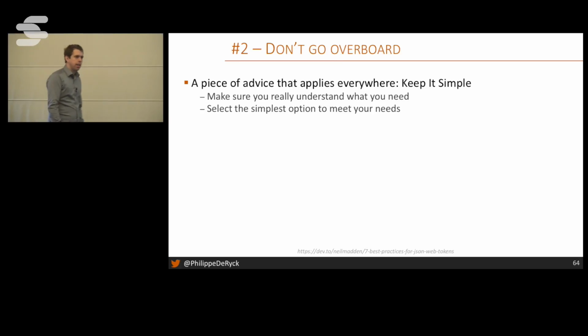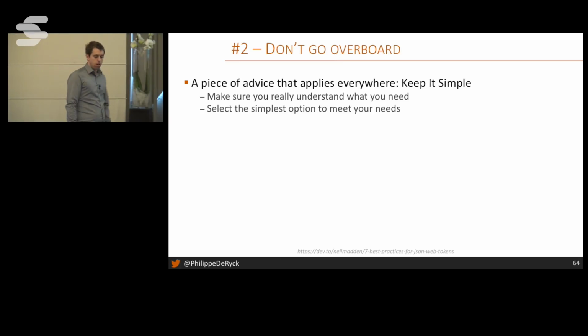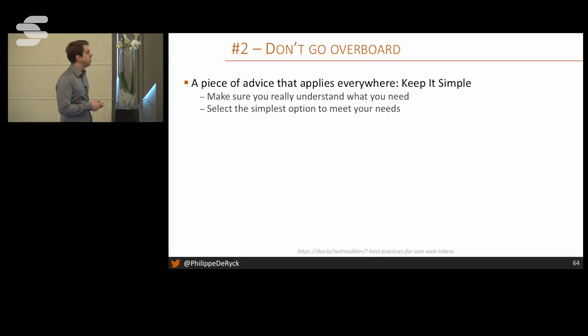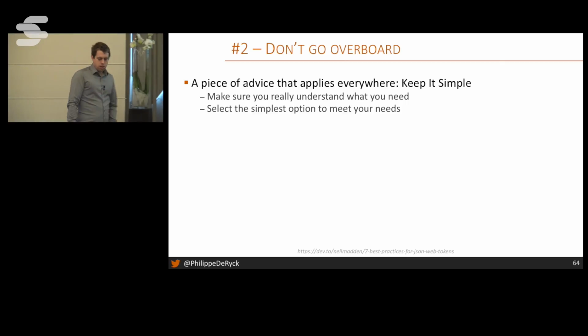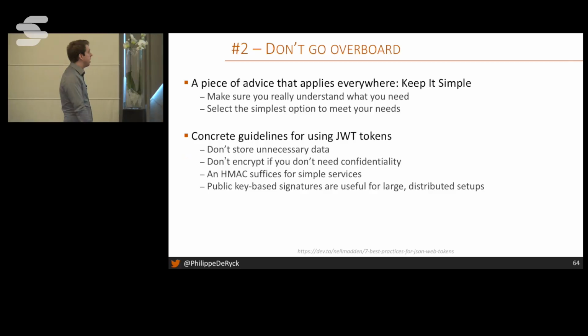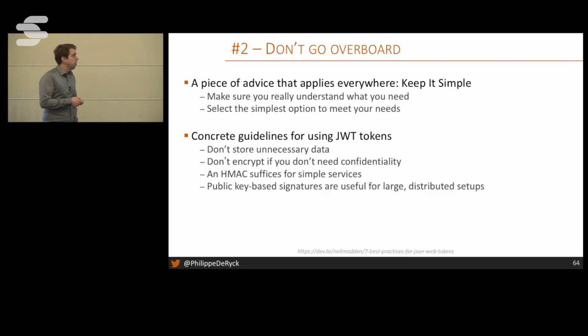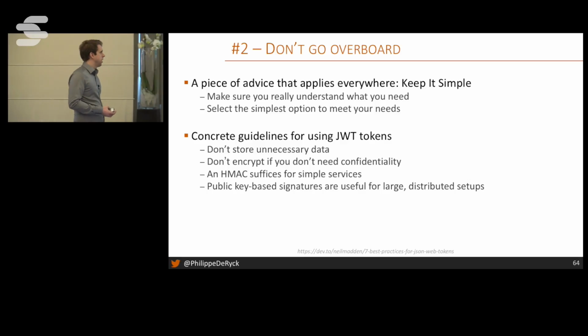Don't make it more complicated than it's needed for your application. It's like keep it simple, whether you want to add an additional S there or not, that's up to you. So select the simplest option that meets your needs. Concrete guidelines that you can use there. Don't store data you don't need in a JWT token. It only makes the request larger and it increases the attack surface.